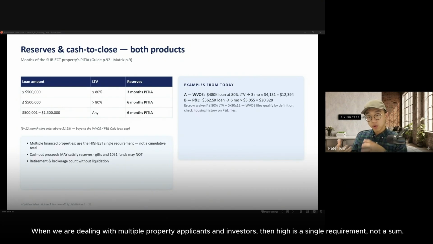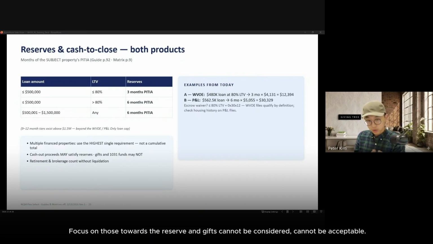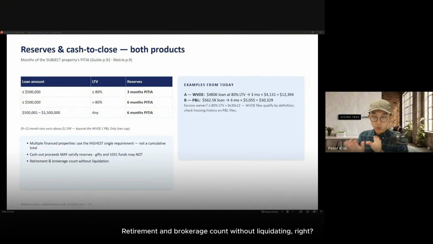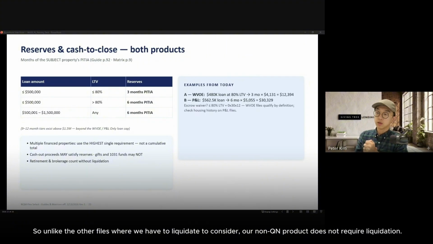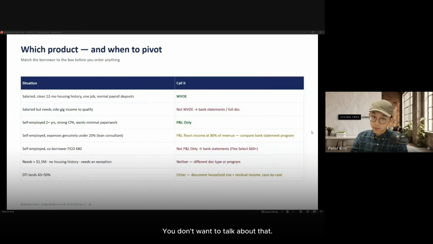When we are dealing with multiple property applicants, investors, then it's a single requirement, not a sum. Cash out proceeds, focus on those towards the reserve, and gifts cannot be considered, are not acceptable. Retirement and brokerage count without liquidating, right? So unlike the other files where we have to liquidate to consider, our non-QM product does not require liquidation. What happens when we liquidate them? Capital gains tax comes in. You don't want to talk about that. You don't want to get there.